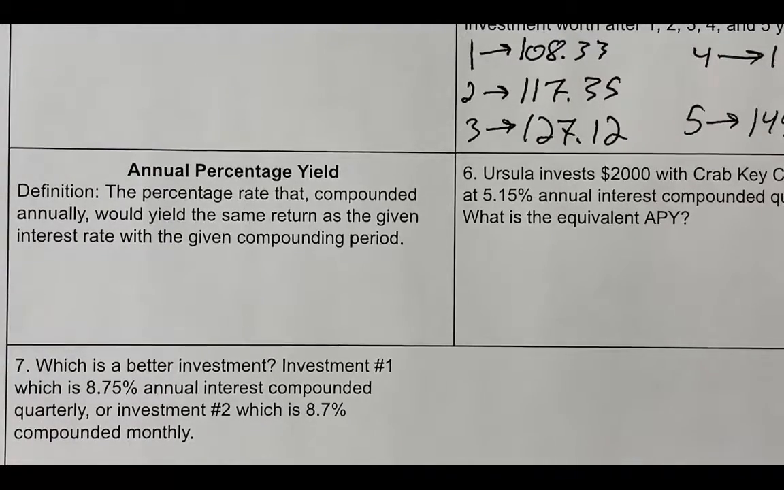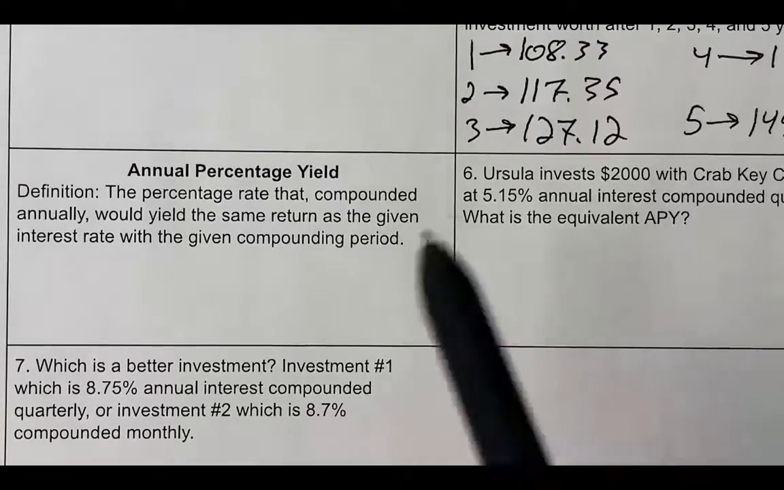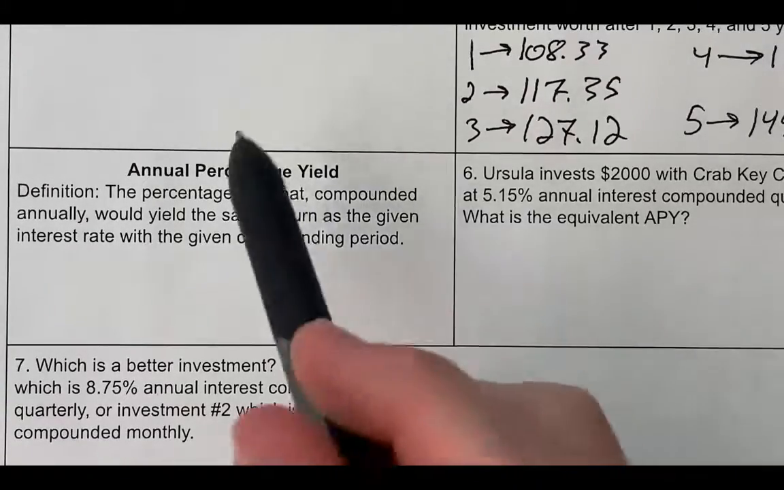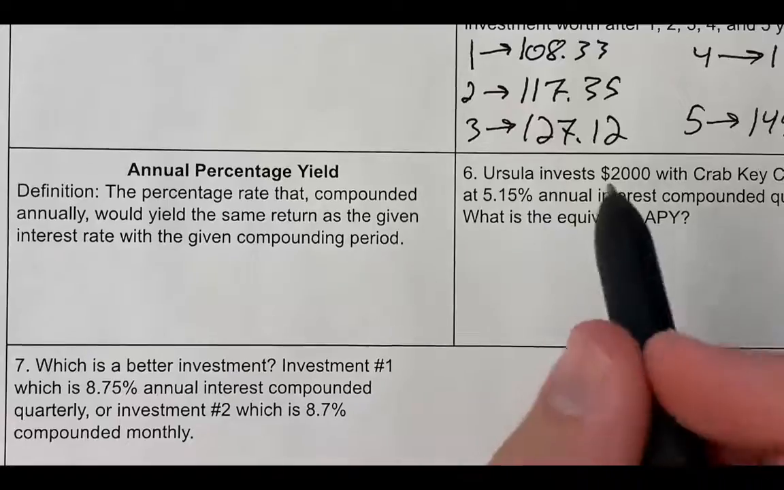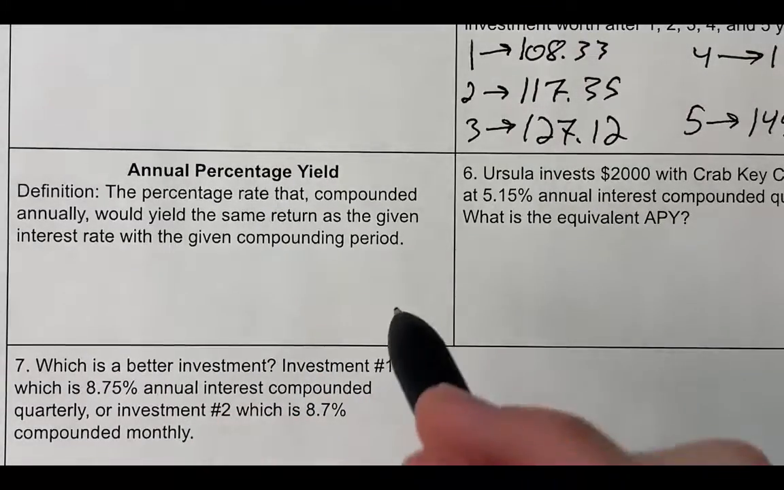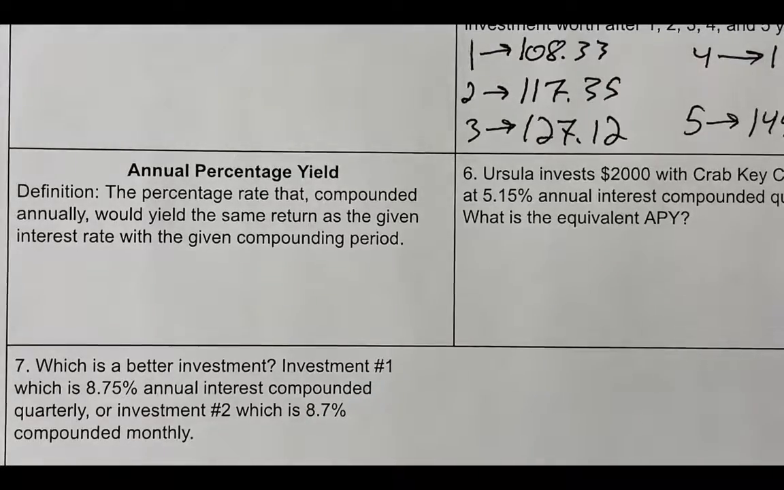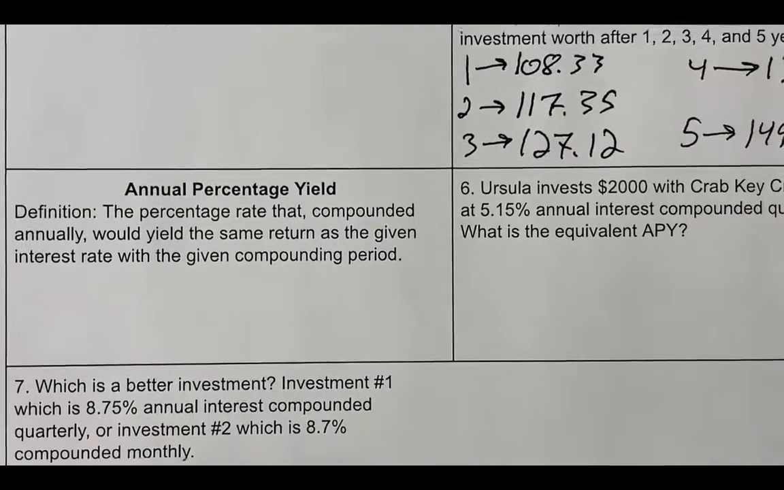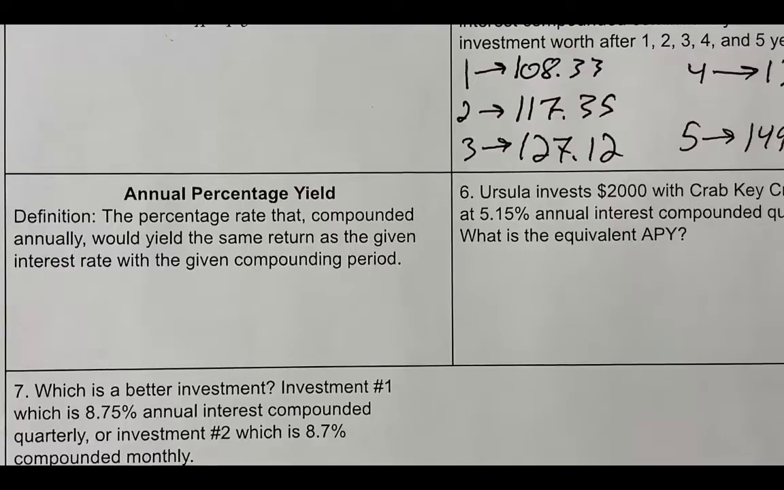All right, annual percentage yield. This is the percentage that, if an investment were compounded annually, would yield the same return as the given interest rate with the given compounding period. What does that mean? Imagine you have two investments. One is at 5% compounded monthly. Another is at 6% compounded quarterly. You're trying to compare these investments. Which one is better? The problem you run into is that the compounding periods are different, which makes them hard to compare.